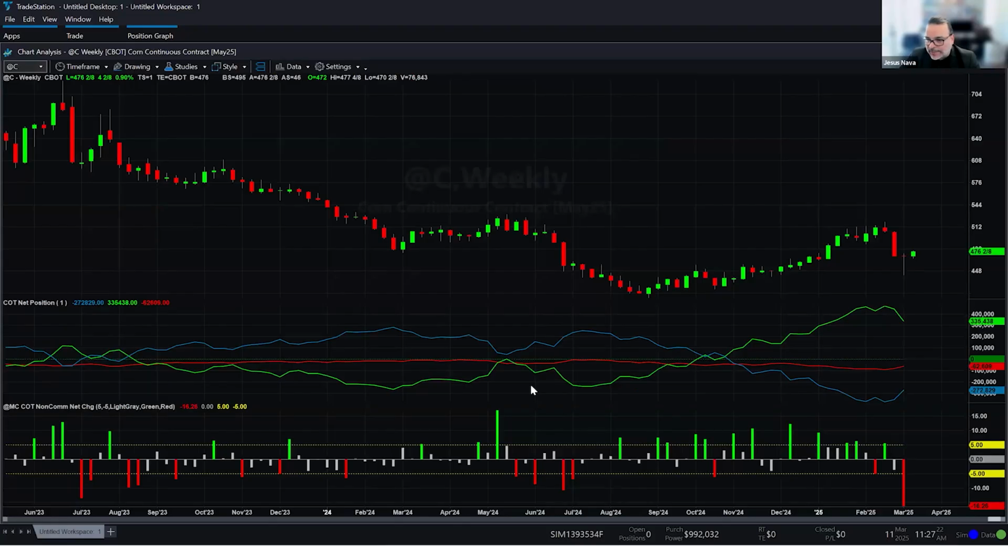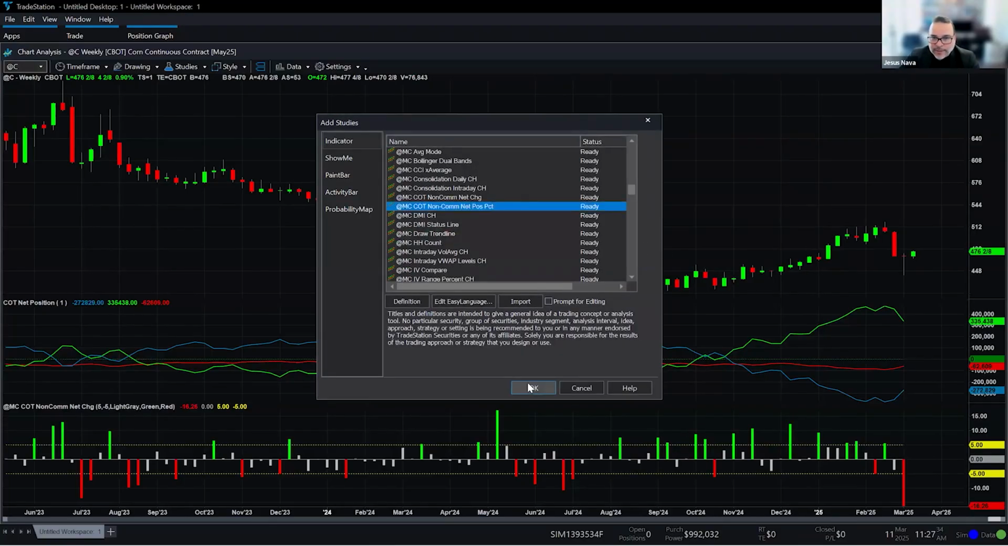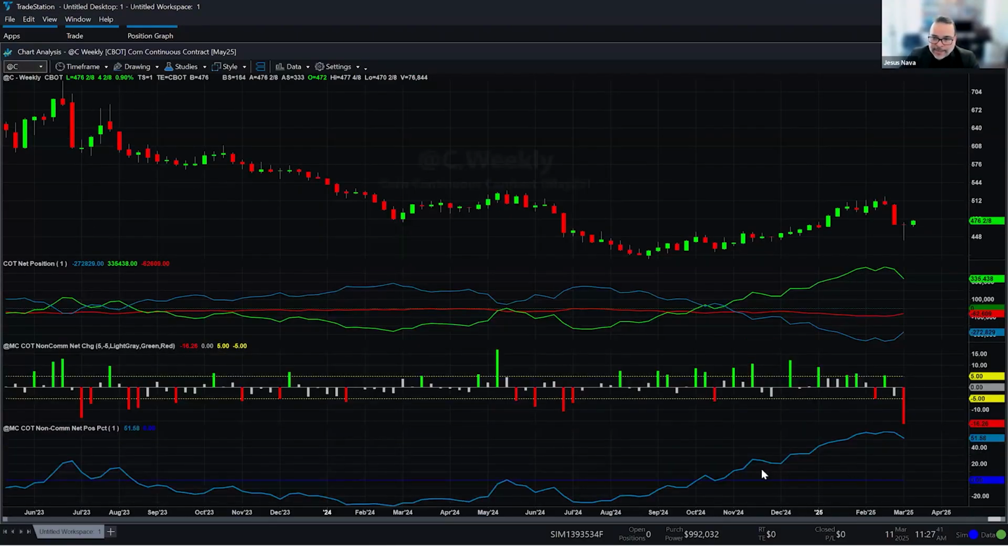All right. In fact, let's take a look at both. There's two studies in there, because both are going to be very similar in what they're reporting. So as you can see, the line right here at the bottom is the non-commercial net position percent, which is very similar to the green line, because it's calculating that net position, not as a number, but as a percentage.